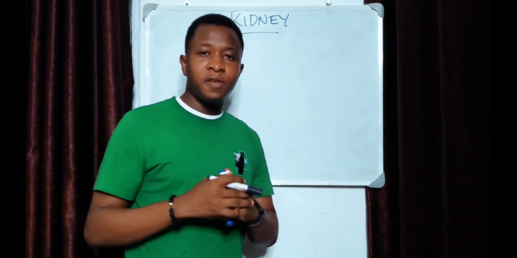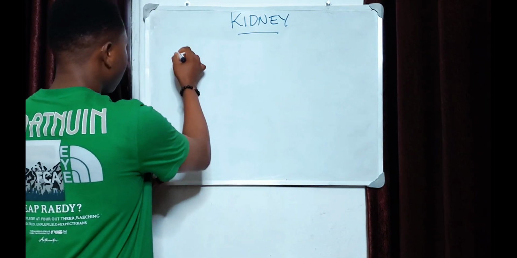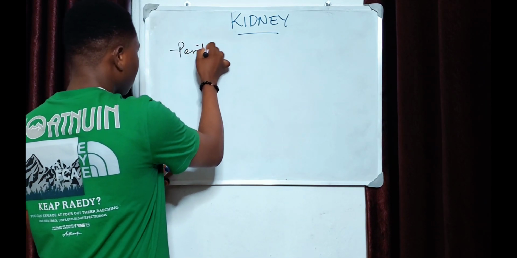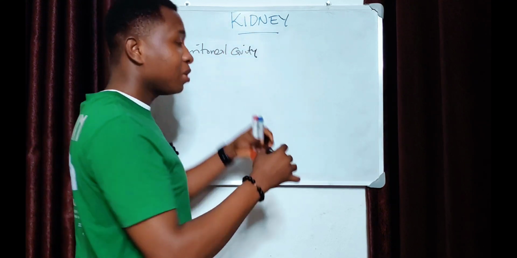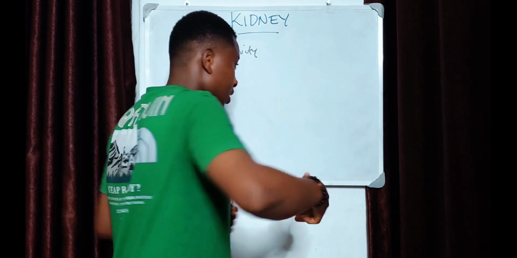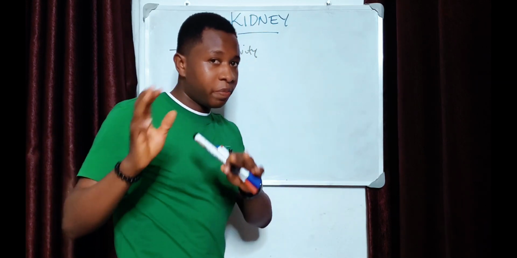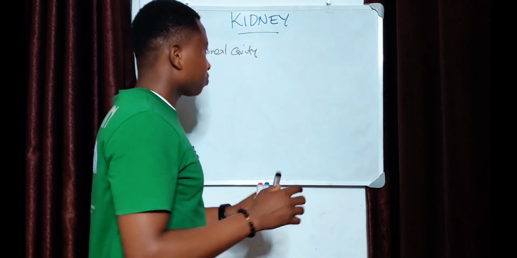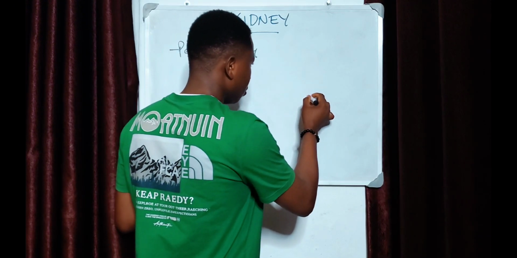Alright, so the kidney is found at the back of the peritoneal cavity. That's this point here. That's where you can find the kidney, at the back of the peritoneal cavity. Now, let's draw the structure of the kidney before I continue.